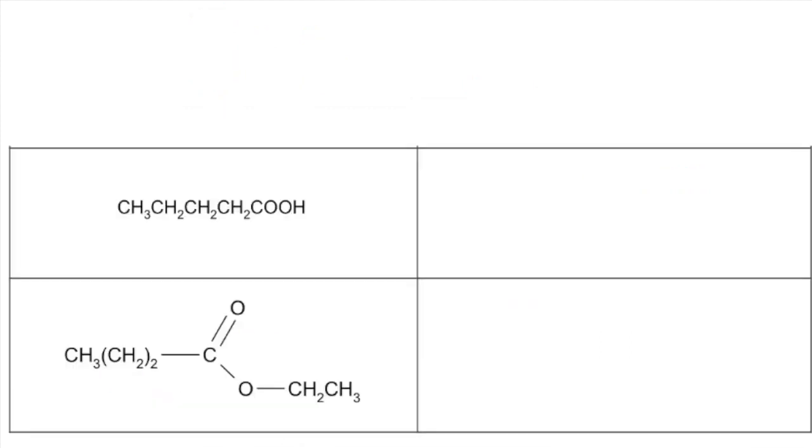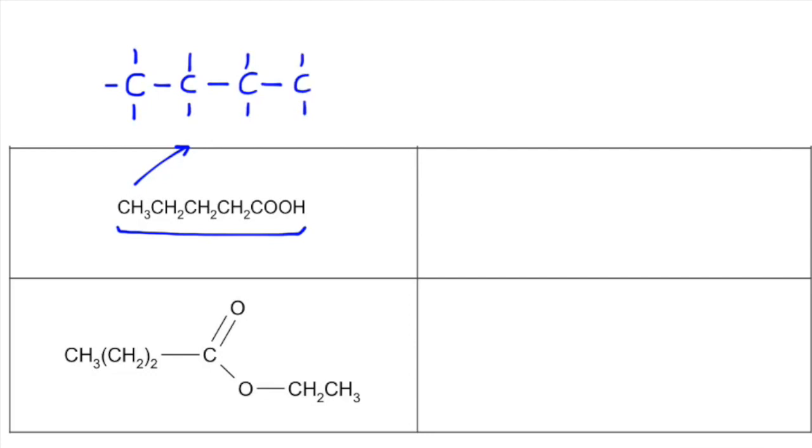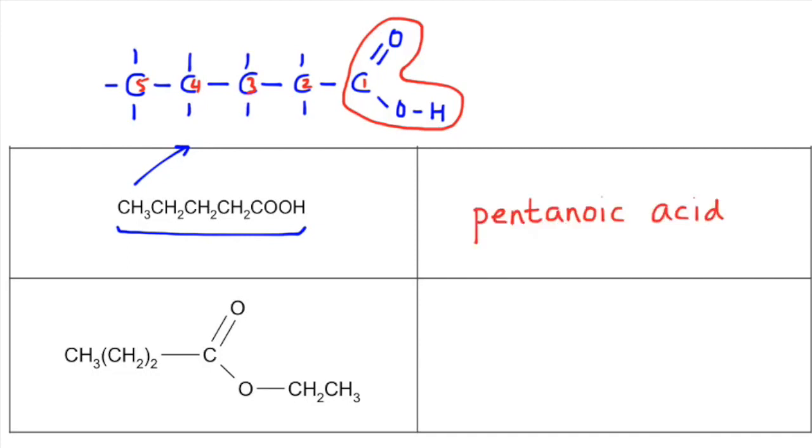Alright, another condensed structural formula, so let's go ahead and draw it out. CH3, there we have it. CH2, CH2, CH2, and then COOH, that's a carboxyl group. So it's a C double bonded to an oxygen and single bonded to an oxygen and then to a hydrogen. So there's our carboxyl functional group of the carboxylic acids. If we number the carbons, we get 5 of them. So the prefix would be pent-, and the suffix is -anoic acid. So pentanoic acid is the name of that compound.